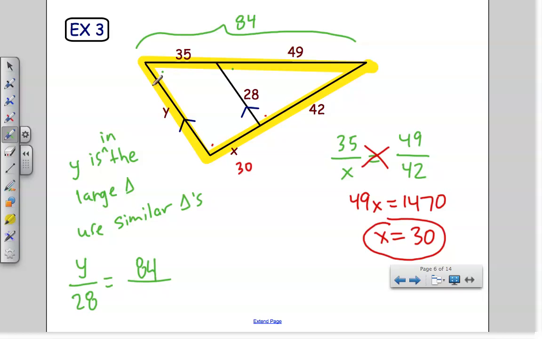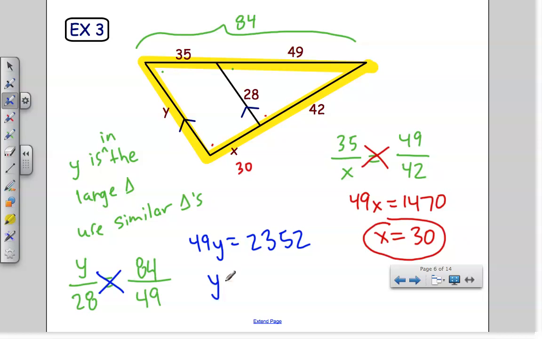Now what goes on bottom? Well, y was in the big triangle, 28 was in the smaller triangle. And now I picked 84 because that's in the big triangle. What's in the small triangle that corresponds with 84? It'd be the smaller triangle's portion of this side, which is 49. So we're being really careful about what we're picking when we set up to find y. Now we can cross multiply, and I get 49y equals 28 times 84, which is 2,352. Divide that by 49, and it looks like y equals 48. Does that seem like a reasonable answer? Yeah, I'd say 48 sounds good for that length.